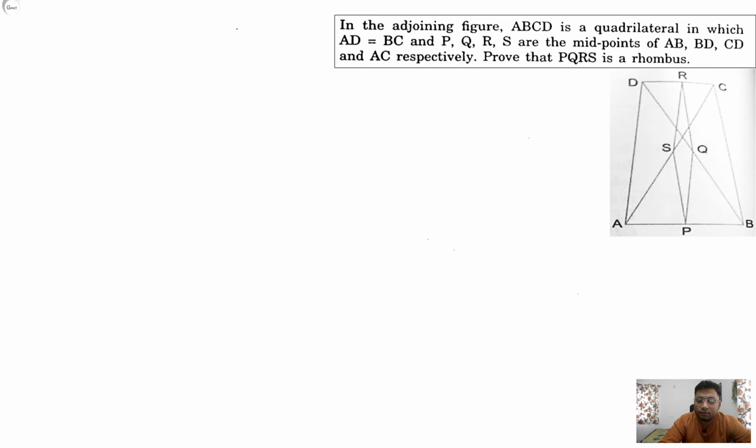Today we are going to talk about, like I had discussed in my previous videos as well, questions based on midpoint theorem, converse of midpoint theorem, and intercept theorem. So I have a question here that says ABCD is a quadrilateral in which AD is equal to BC. That's a very important information. So AD and BC are equal to each other. Also, it goes on to say that P, Q, R, and S are the midpoints of the respective sides.